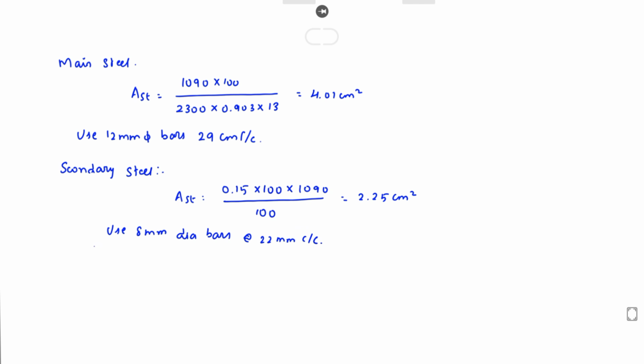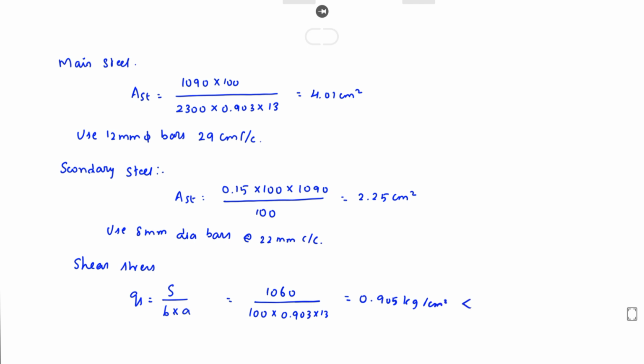Next we can find out the shear stress value. Shear stress QS equal to S divided by B into A. Substituting 1060 divided by 100 into 0.903 into 13, that is equal to 0.905 kg per centimeter square. That is less than 5 kg per centimeter square. Hence it is safe. So this is the method we can solve the problem.